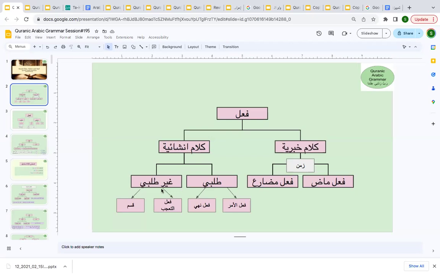Kalam inshaiya ghair talbi as well. When is it talbi? When I asked you unsur, help, is it talbiya? Am I asking you to do something? Yes. And this is going to include your fi'lul amr. If I tell you falyasum, falyasum, then falyasumhu.